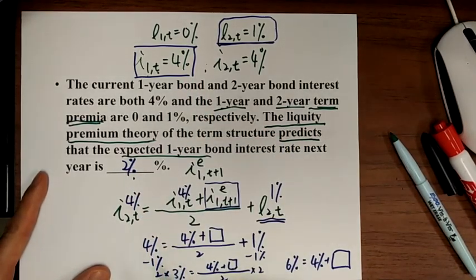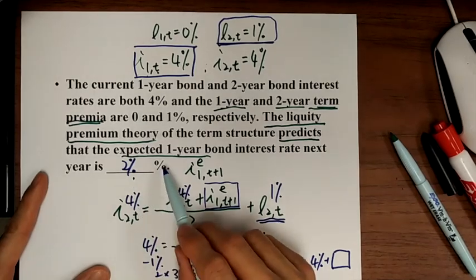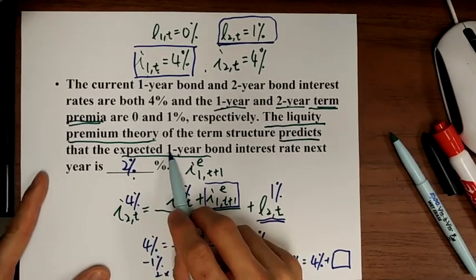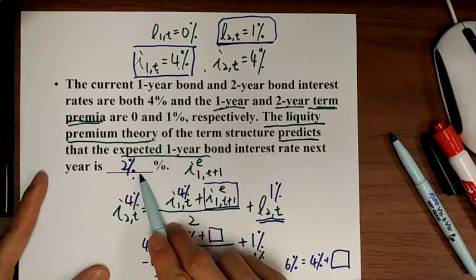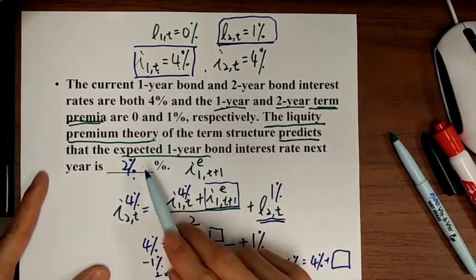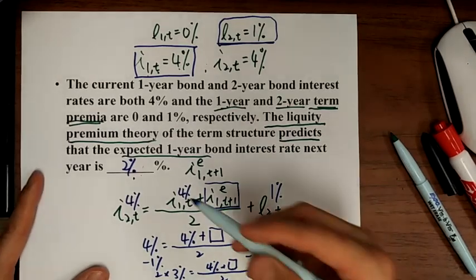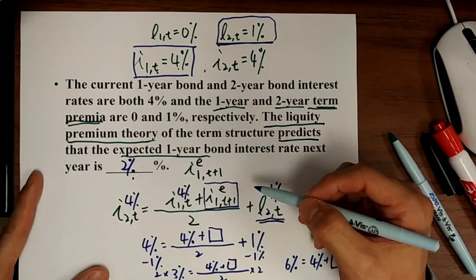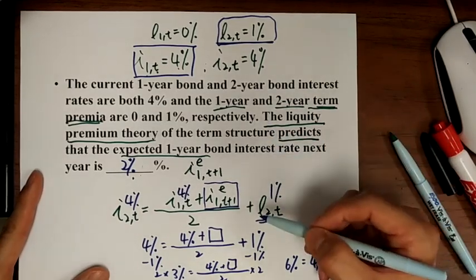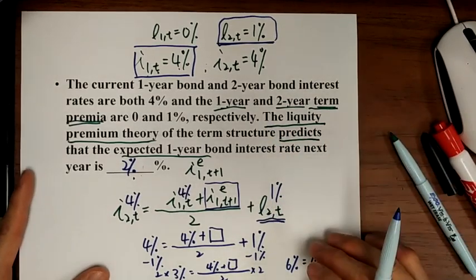Therefore, the market expects the 1-year bond interest rate to drop from 4% to 2%. That is by dropping 2%. So the shorter term bond interest rate, the 1-year bond interest rate, is expected to go down by 2% to 2%.